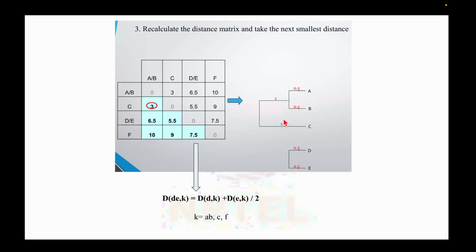If we consider this as the central node of ABC, the distance from this point to A and from this point to C is the same: 1 plus 0.5, sorry, 1.5, and it's 1.5. So this will give the evolutionary distance between the two sequences. The evolutionary distance between A and B is 0.5, and A and C is 1.5.